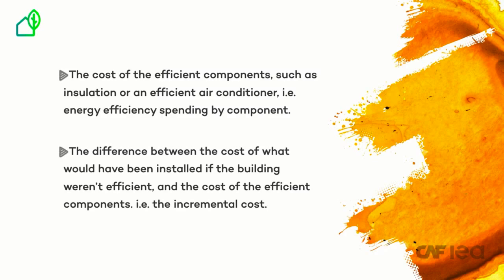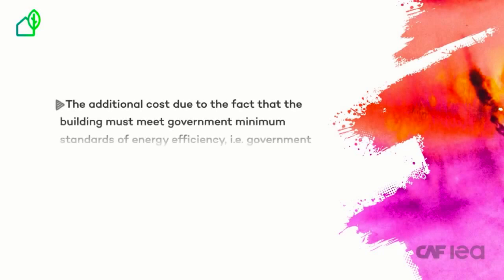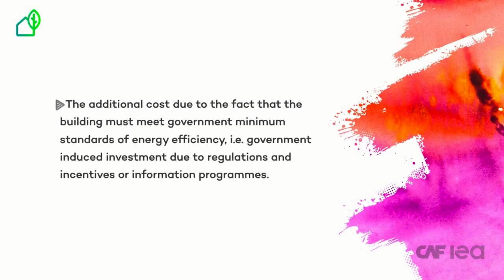by component. The difference between the cost of what would have been installed if the building weren't efficient and the cost of the efficient components, that is, the incremental cost. And the additional cost due to the fact that the building must meet government minimum standards of energy efficiency, that is, government-induced investment due to regulations and incentives or information programs. These are each useful to better understand how much spending can be influenced and what the efficiency spending actually is.